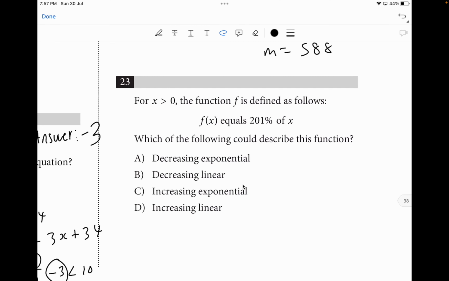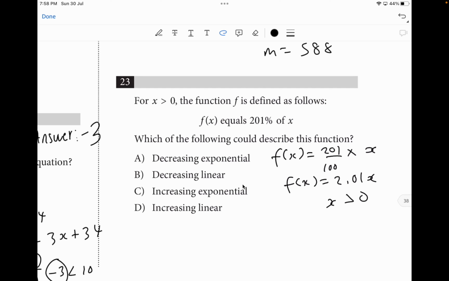So since it's given to us that x is greater than 0, and f of x is equivalent to 201% of x, we can see that f of x is equivalent to 201% times x. And this is going to be f of x equals 2.01x for where x is greater than 0 when we write it in this form. So this function indicates that as x increases, f of x also increases, which means that f is an increasing function.